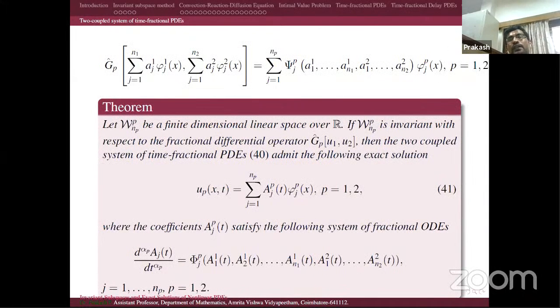So if the operator admits an invariant subspace, then we can write in this form. Here also, the invariant subspace method allows a two-coupled system of time fractional PDEs to be reduced to fractional ODEs. So if the linear spaces are invariant with respect to the fractional differential operator, then the two-coupled system of PDEs admits this solution form, where these coefficients satisfy the system of fractional ODEs.